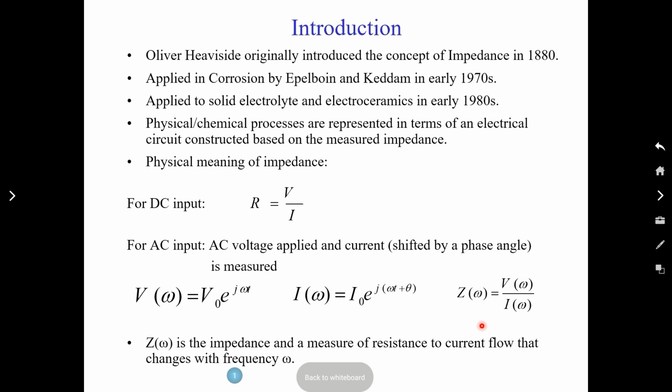We'll stop here. That's about it. We'll continue. It's a good introduction to clarify the physics. The rest is going to be circuit modeling and its applications in materials.